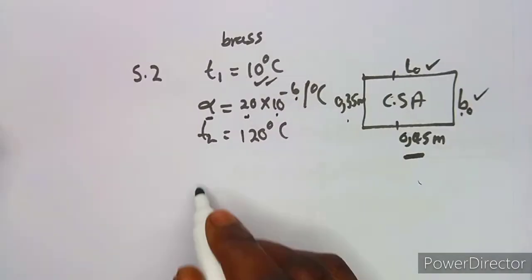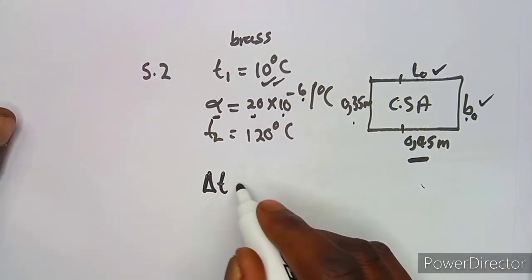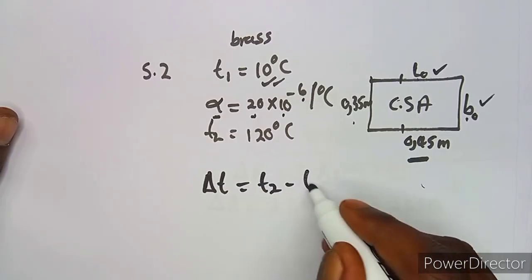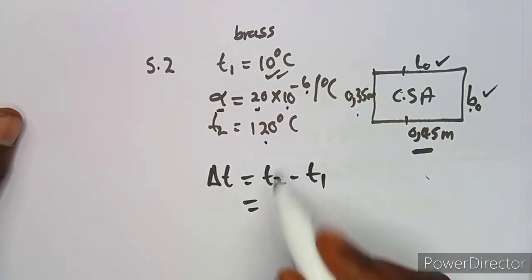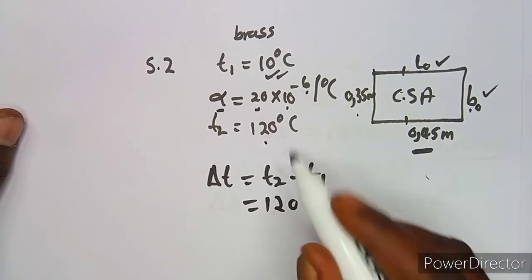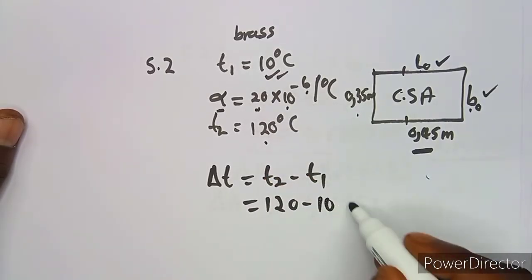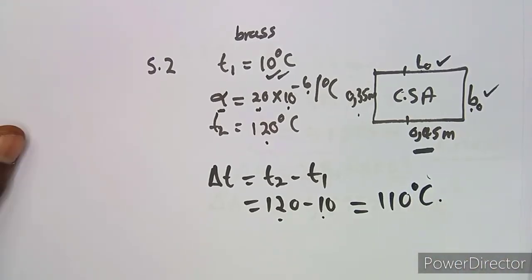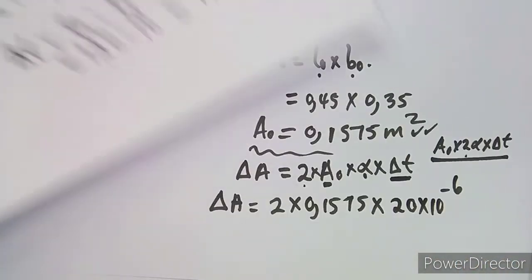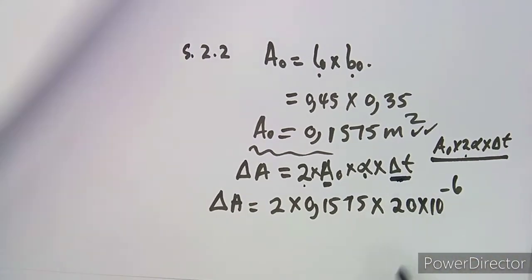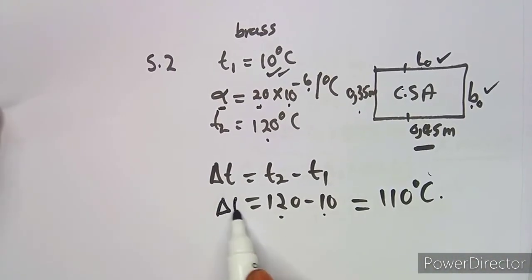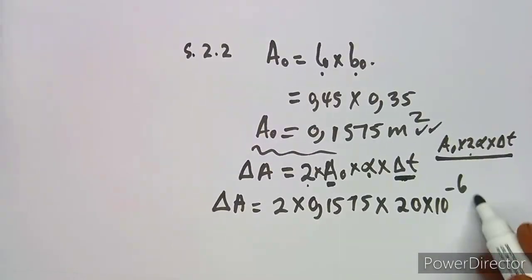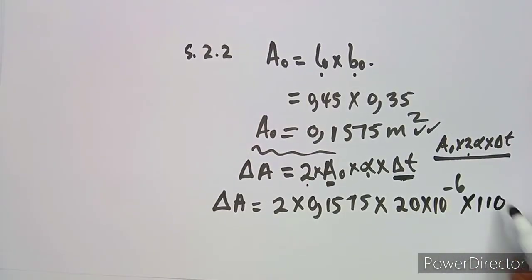Remember that the change in temperature means T2 minus T1. So this is your T2, 120, minus your T1, which is 10. So 120 minus 10 is 110 degrees Celsius. This is our change in temperature, which is 110. So we are going to multiply by the change in temperature, which is 110. Or you can just use it as 120 minus 10. It's still one and the same thing. There's no change there, guys.